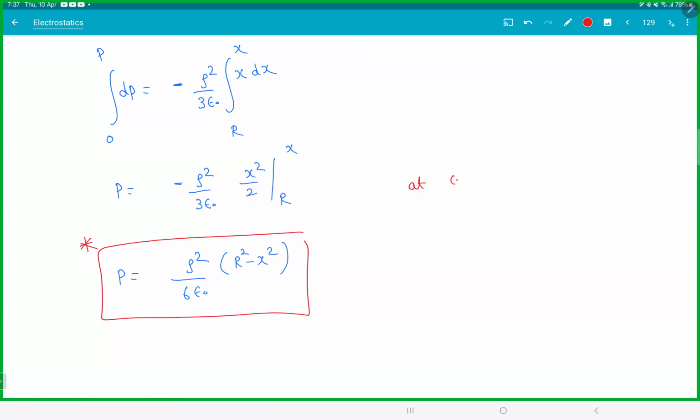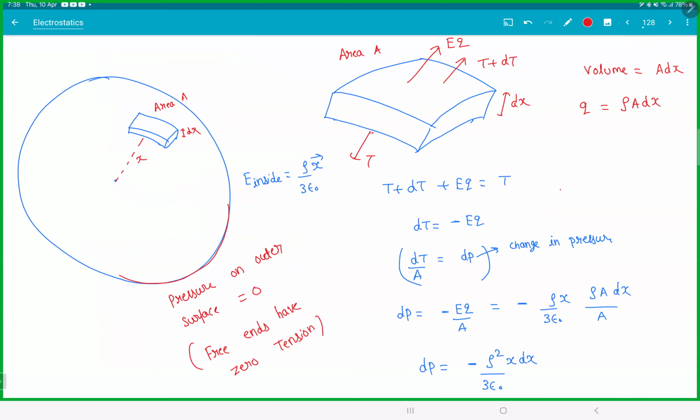At center, x is equal to 0. The pressure will be maximum at the center. This is rho square r square by 6 epsilon. This is the reason when you go into the earth, the pressure actually keeps on increasing. So at the center of the earth, you have huge pressure. This pressure is coming because gravitation is crushing the planet. In this case, it is the same thing. The repulsion is trying to go away, but you're not letting it go away. So basically, this is what happened.